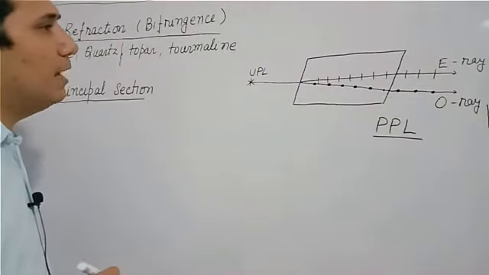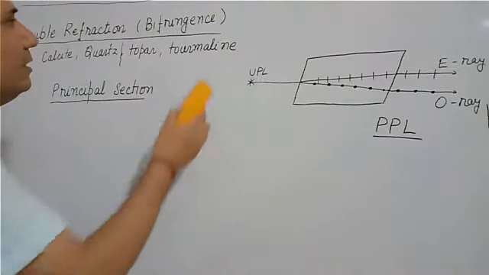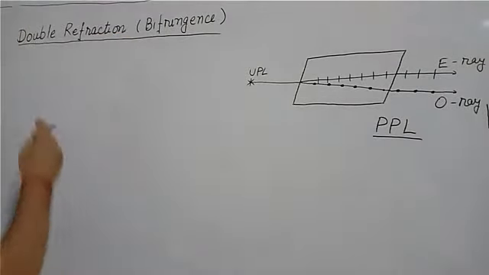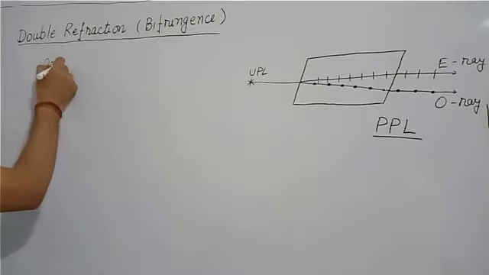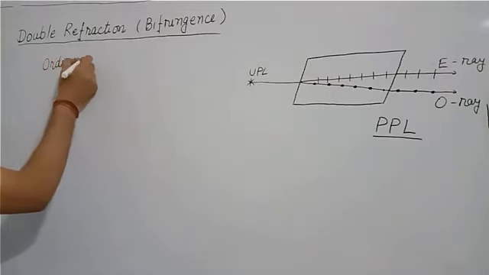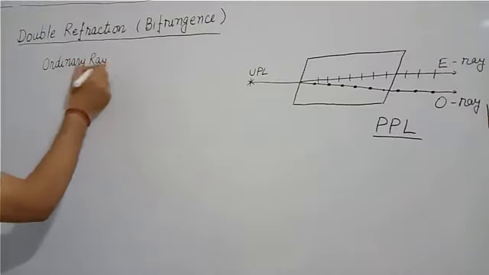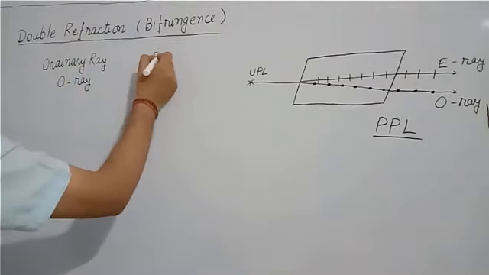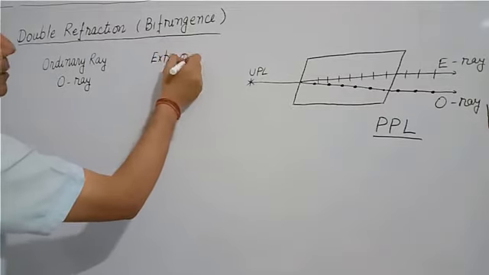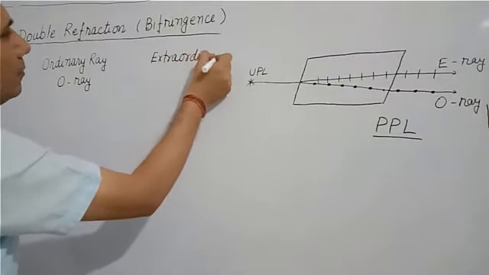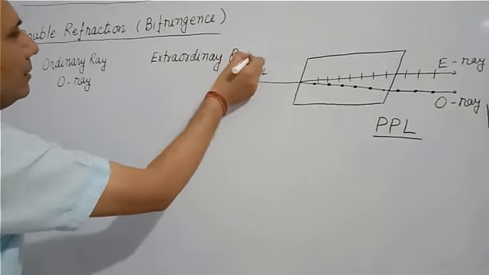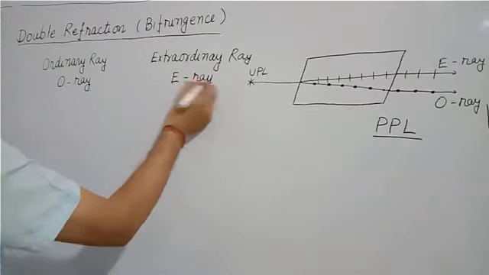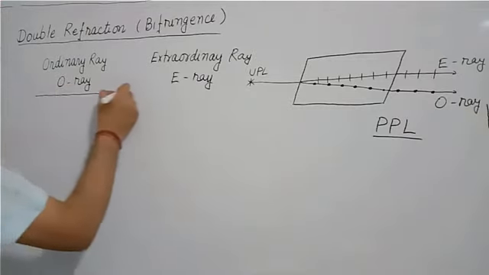So now we have two types of rays. One is known as the ordinary ray, also written as O ray, and the second is the extraordinary ray, which in short form can be written as E ray. So what is the difference between the O ray and the E ray?